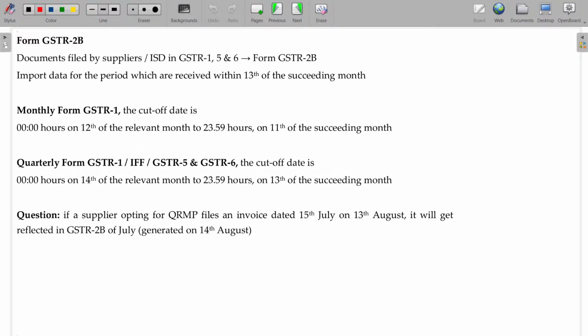Now, for them, what is the cutoff date? For the QRMP scheme, the 13th will be the cutoff date in the succeeding month. For the monthly GSTR 1 form, it is the 11th of the succeeding month; 1 day is extended. Now, if a QRMP supplier files an invoice dated 15th July on 13th August, it will get reflected in which statement? GSTR 2B. In case of IFF, it will be available in GSTR 2B. If it is routed through GSTR 1, it will go to GSTR 2A.